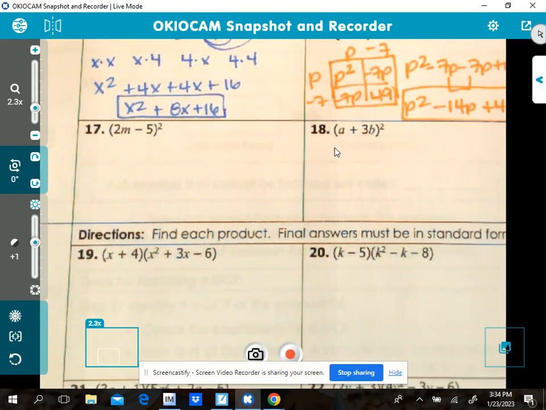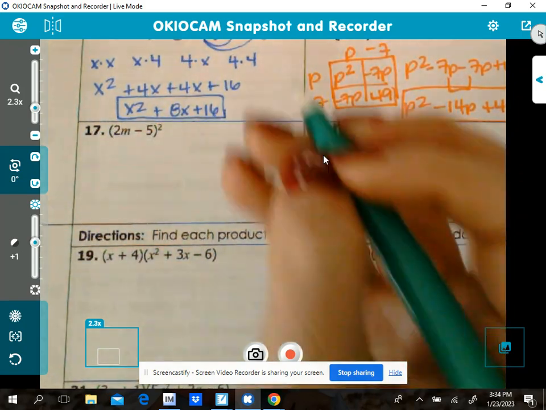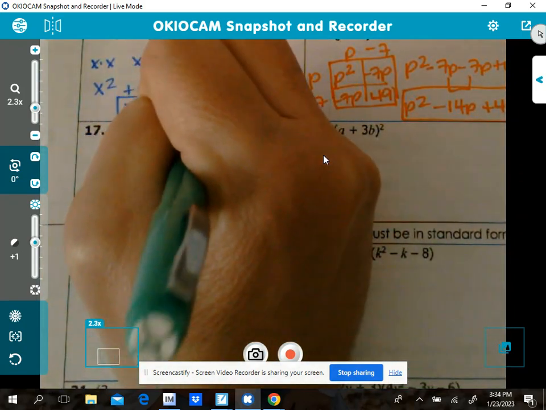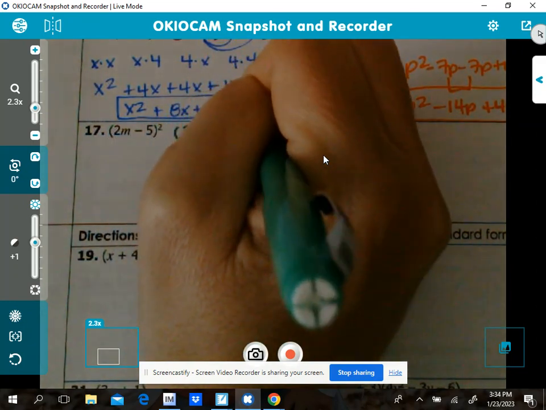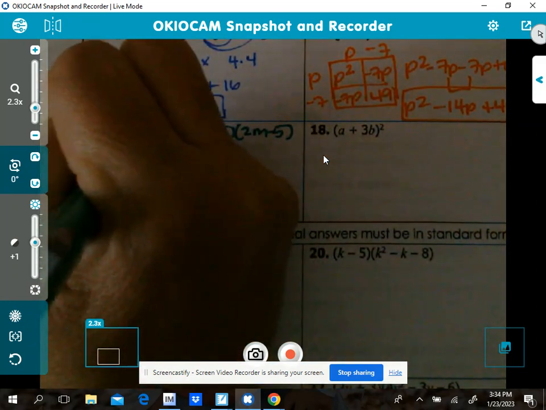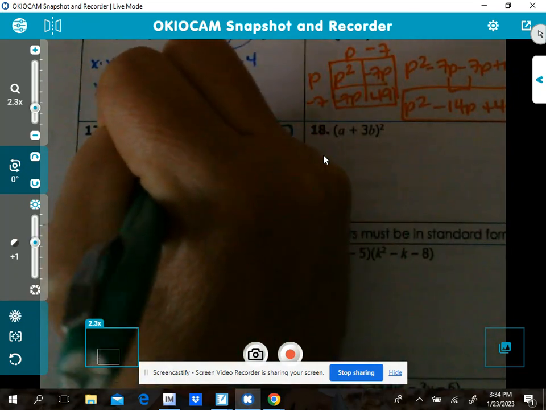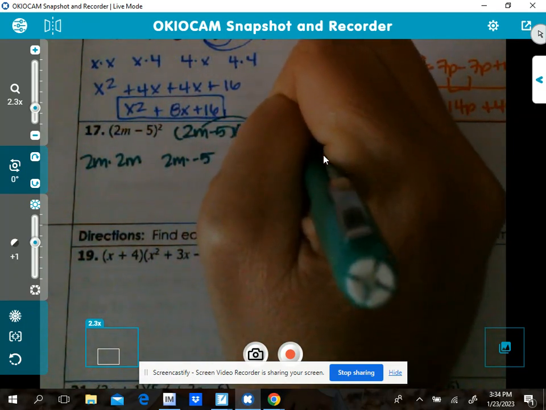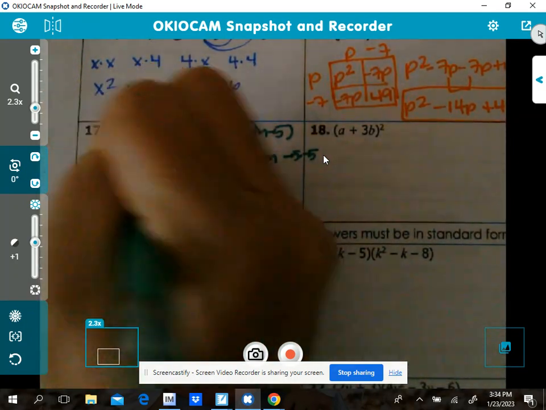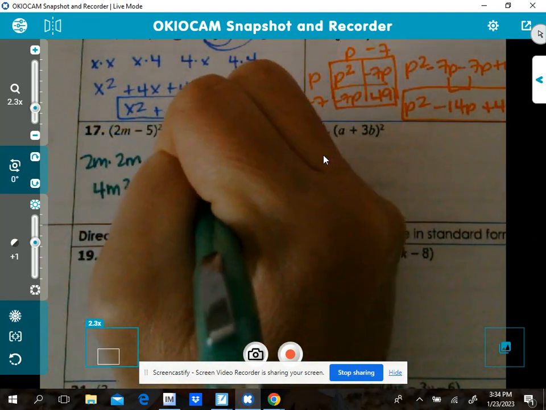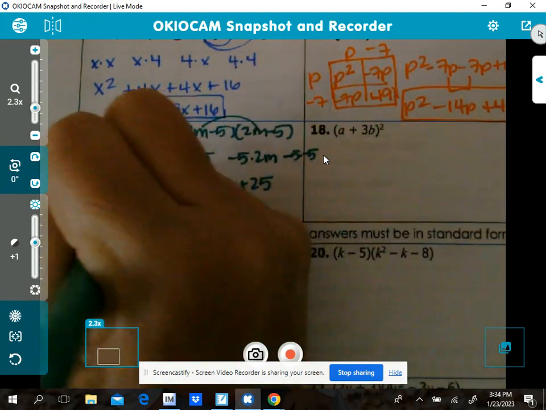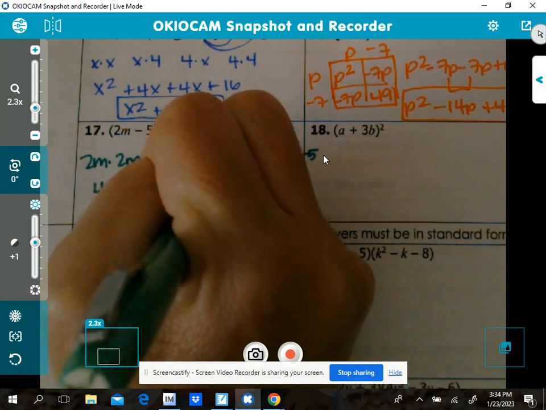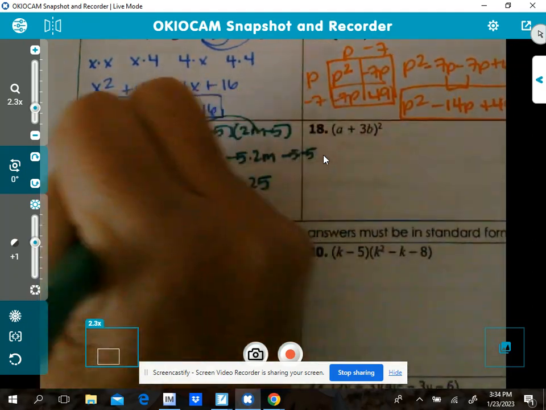All right, I'm going to do number 17, and then I'm going to jump real quick and just do a couple down here of 19 and so forth. But I'm going to use the distributive property. I'll do one of each on those two. So again, this is 2m minus 5 times 2m minus 5. So I'm going to go 2m times 2m, and then 2m times negative 5, and then negative 5 times 2m, and negative 5 times negative 5, which would give me 4m squared minus 20m plus 25.